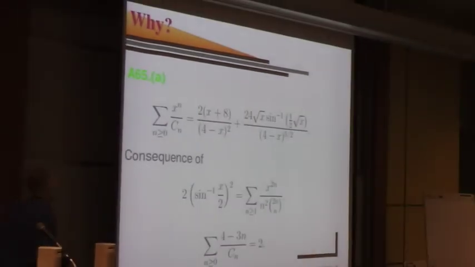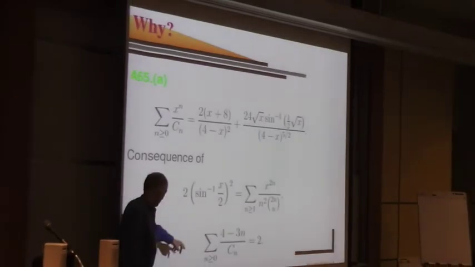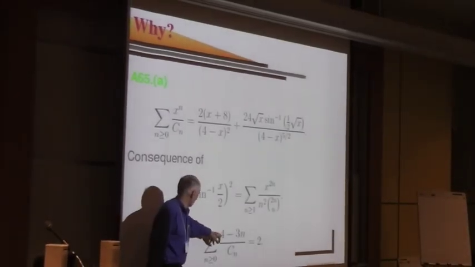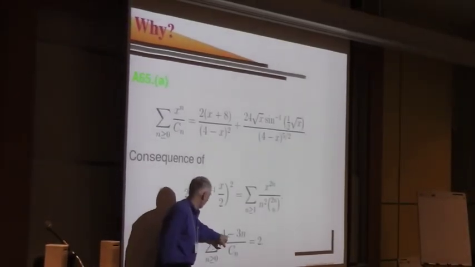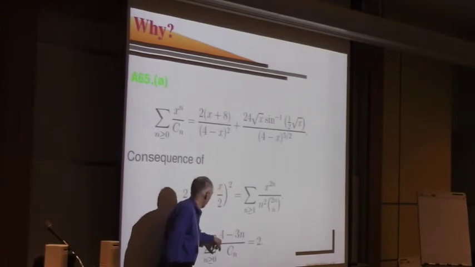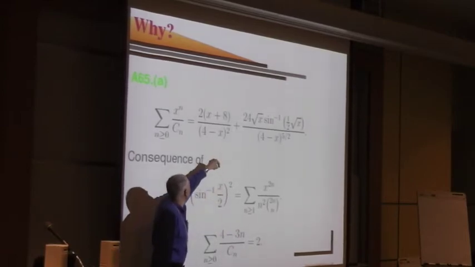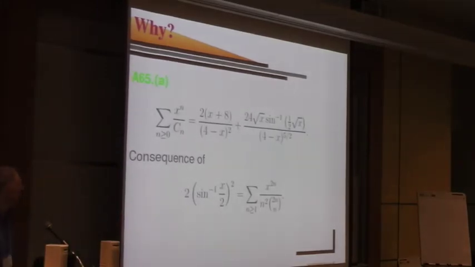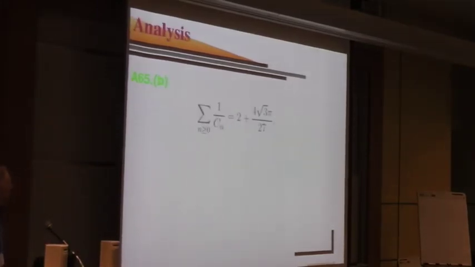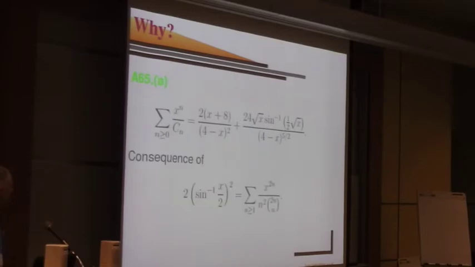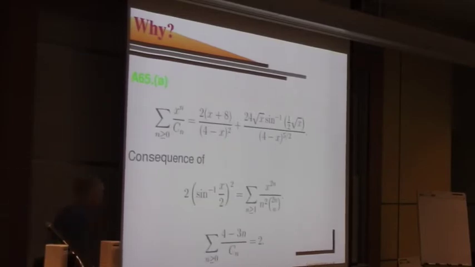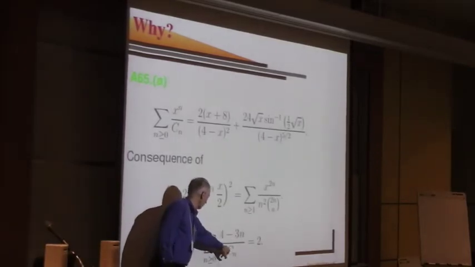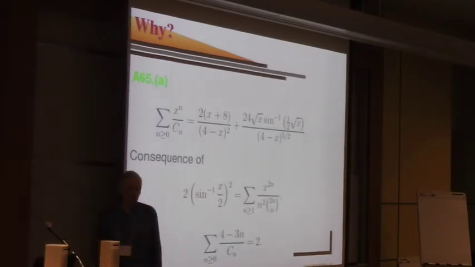Yeah, we also wanted to see if I could fool around a little bit with this and get rid of this pi here. There's something much simpler. And it turns out what you need is 4 minus 3n over Cn. This sum is exactly 2.